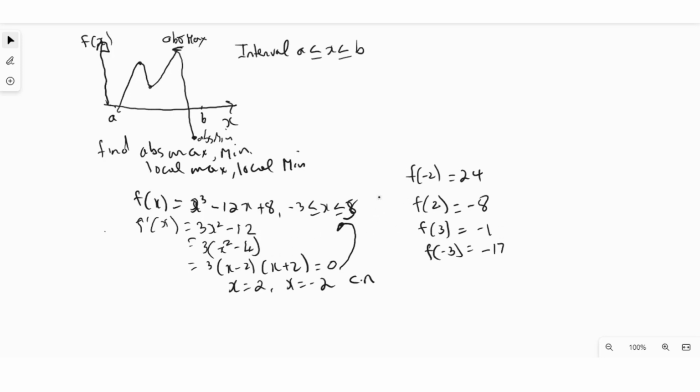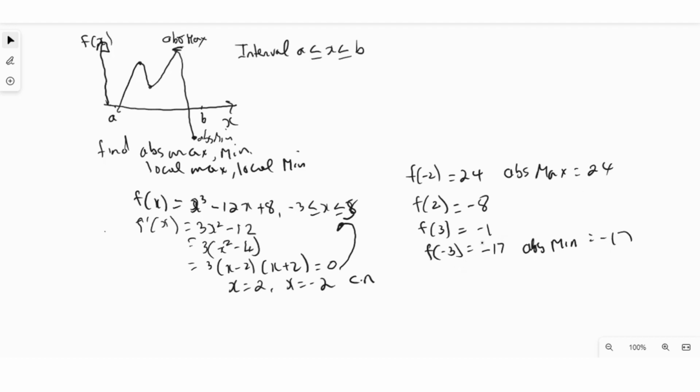Okay, so we have these numbers now. This will help us to find absolute maximum. So the highest point here will be 24, which means absolute maximum is 24. We have it when x equals -2. The absolute minimum is the lowest point, which is -17. This is absolute minimum, which is negative 17. It's at x equal to minus 3.